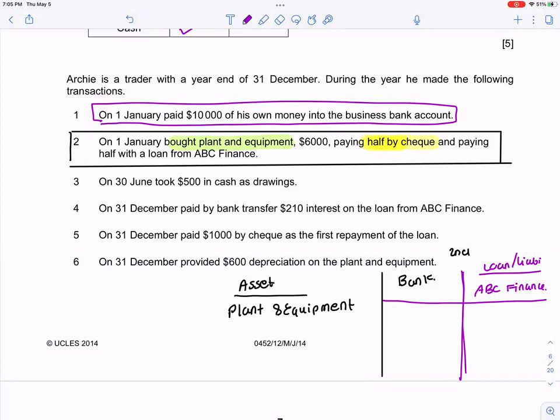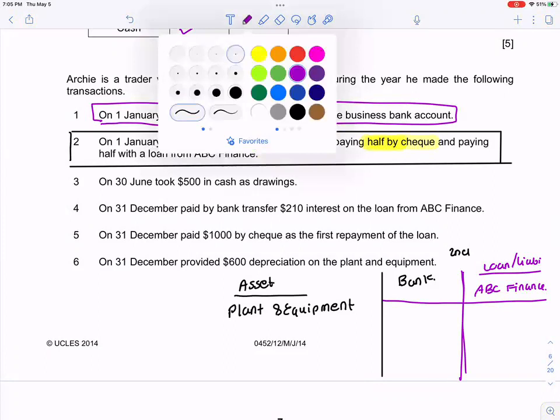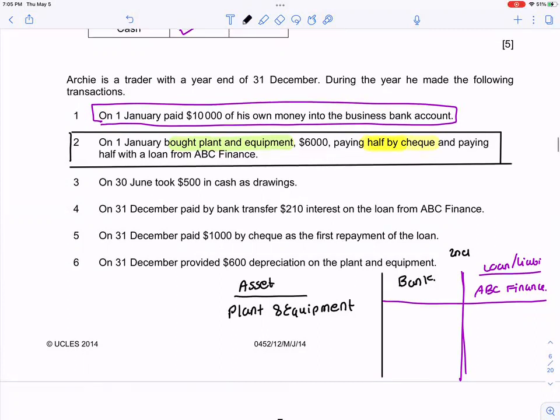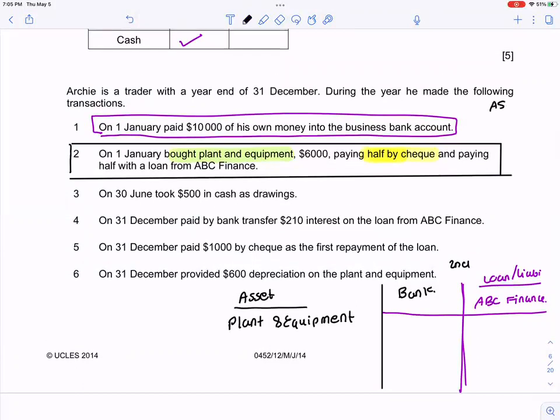I think plant and equipment will be credit. Okay. Plant and equipment would be credit. Yes. And bank and loan would be debit. Okay, now listen to me very carefully. A rule for assets and cash and bank. This is the rule for assets, cash and bank.